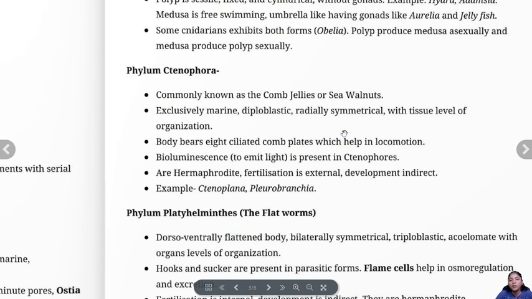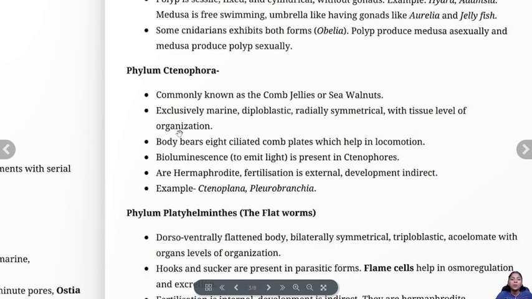Then these are diploblastic. Symmetry is radially symmetrical, and they have a tissue level of organization. The body bears 8 ciliated comb plates which help in locomotion. So these are motile organisms, and they have these 8 ciliated comb plates which help them in moving around.